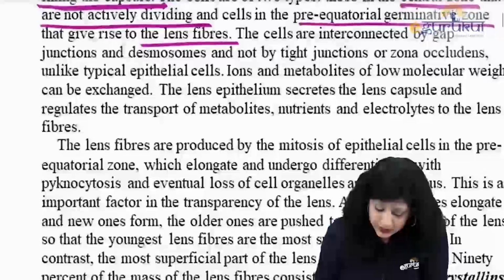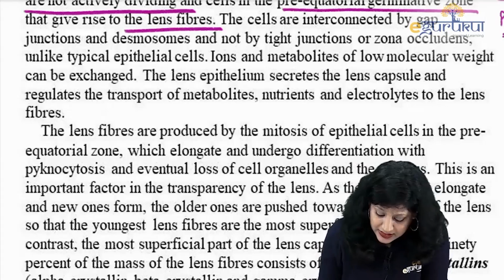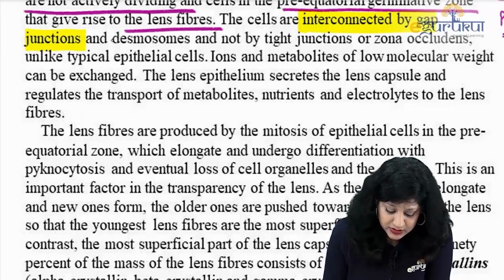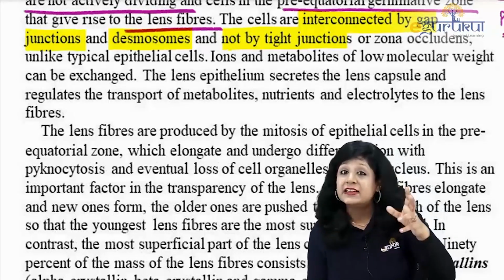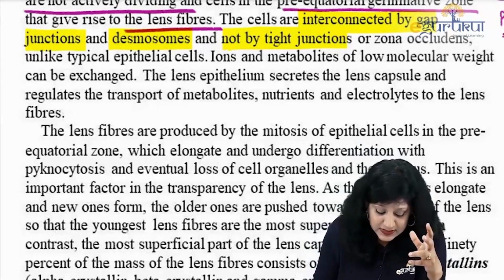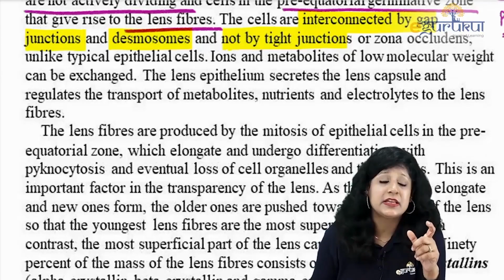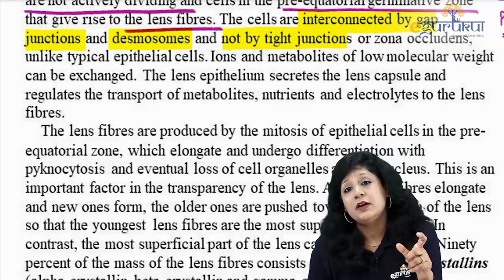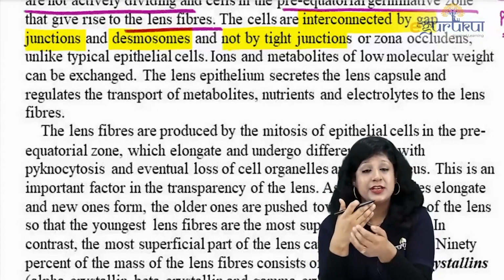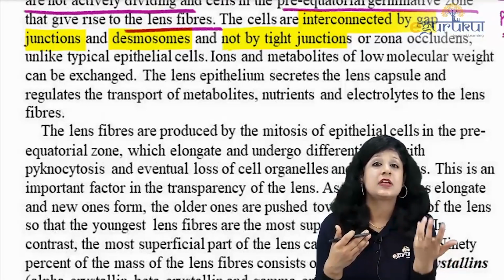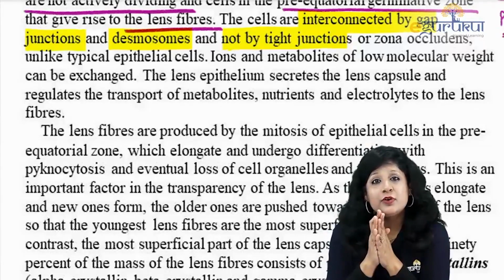Alright. Now cells are interconnected, so we have got something like tight junctions here. So these are interconnected by the gap junctions and the desmosomes and not by the tight junctions. So they are like tight junctions, but actually they are not, and they can allow leaking. That is why, if you remember, when we have the hypermature cataract, Morgagnian type, there is leaking of the cortex proteins through the capsule and they are coming out and blocking the trabecular meshwork. So that itself shows that we do not have very tight junctions.